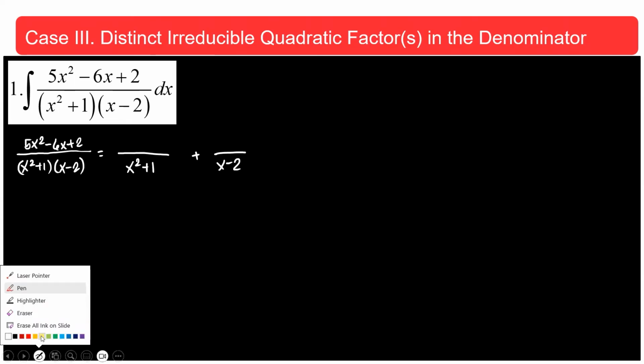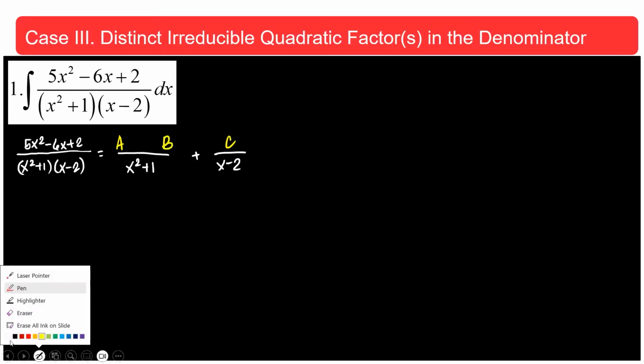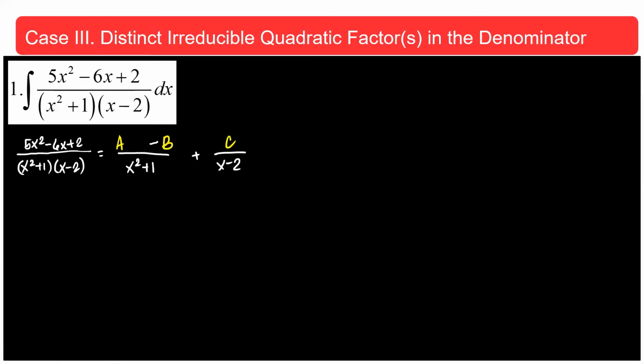For the quadratic, what I do is, since it's quadratic, I'd write 2 letters. Here, I'd write 1 letter. But what do I write in the middle? Guys, what's the derivative of the denominator? Can you help me? 2x. Very good. Thank you. Okay.